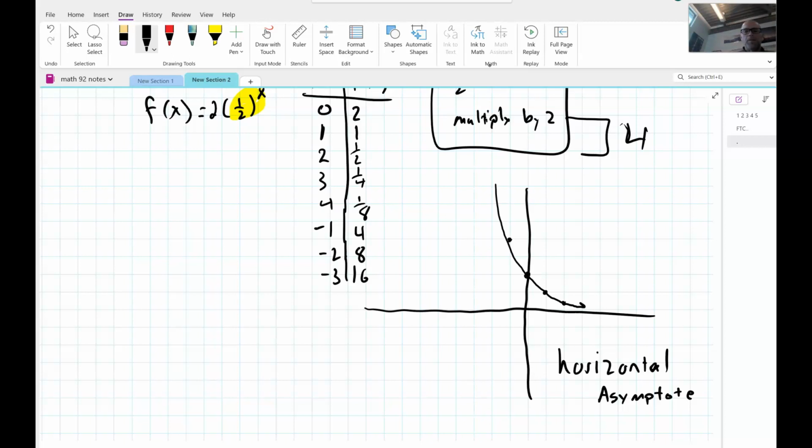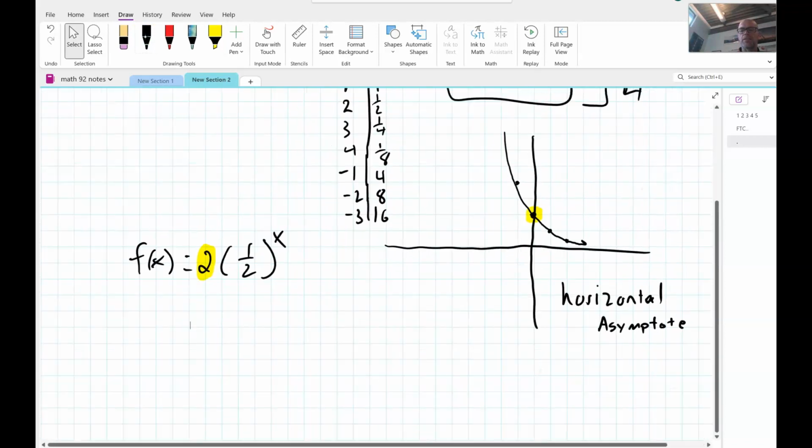So let's look a little bit more closely at this. So notice that in my equation, it's f of x equals 2 times 1/2 to the x. Notice that this crosses the y-axis at 2. And notice that there's a 2 right here. I find that interesting. Let's see if that's just a coincidence, or if it actually is telling us something.